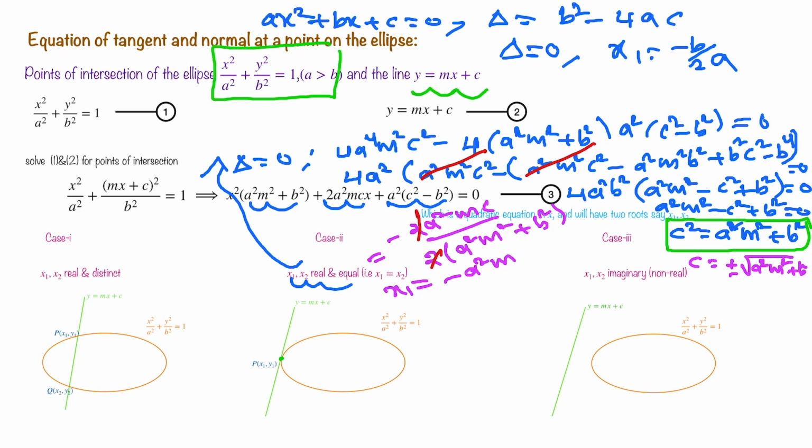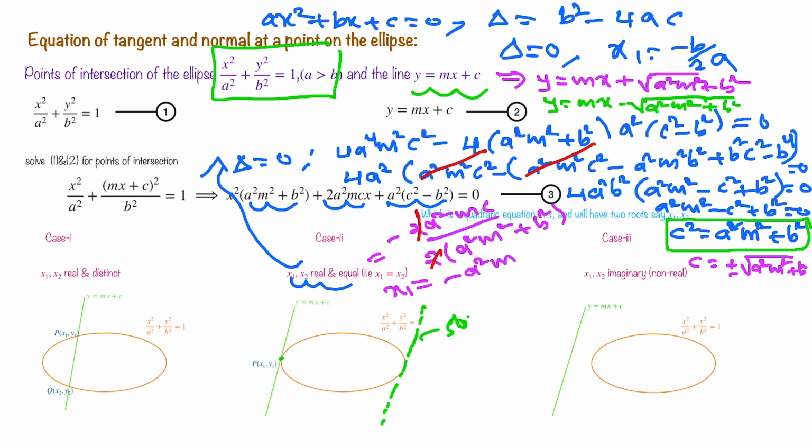So for a given m, we could have two tangents. One is y equal to mx plus under root a square m square plus b square. The other one is y equal to mx minus under root a square m square plus b square. That means for c equal to plus under root a square m square plus b square, we get one tangent. If I take c equal to minus under root a square m square plus b square, we get another tangent, which will be parallel to the first one, having the same slope m.